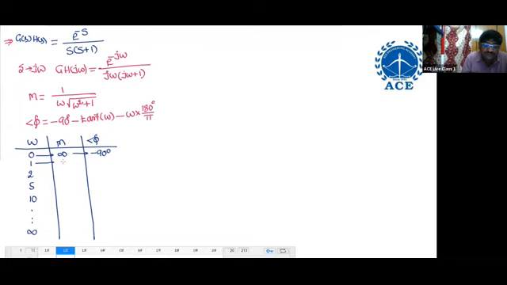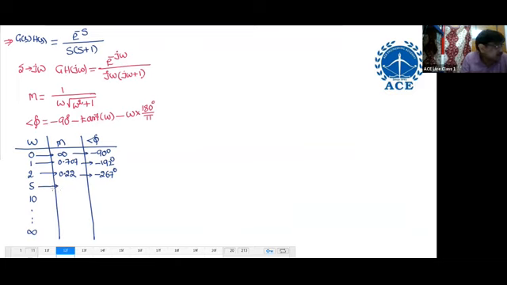Omega 1: magnitude how much? 0.707. Substituting omega 1 in the angle, we get minus 192. Next omega 2: magnitude 0.22, angle minus 267. Because at omega infinity the angle becomes infinity, we cannot identify how the plot goes. That's why you have to go by the standard procedure.